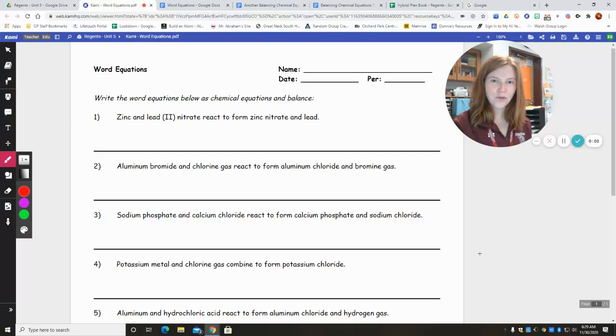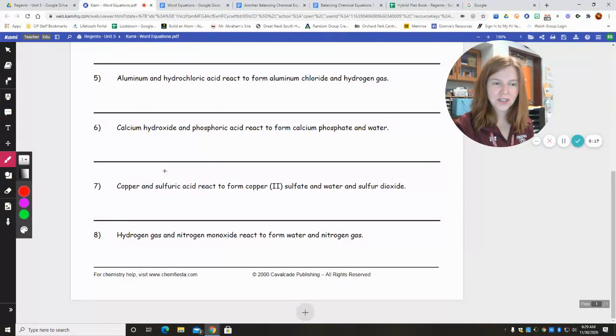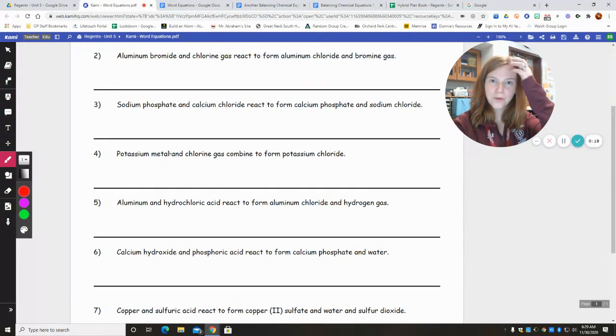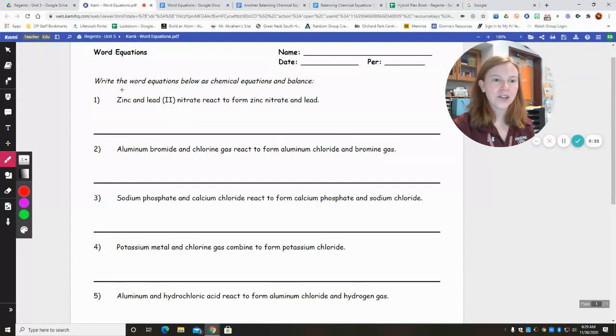Everybody. So for our short video today, we are going to take a look at this worksheet entitled Word Equations. There's a copy in Google Classroom, obviously. We're going to do the first two together, and then I'm going to ask you to finish the other 6 on your own, okay? So let's take a look at these. It says, write the word equations below as chemical equations and balance.